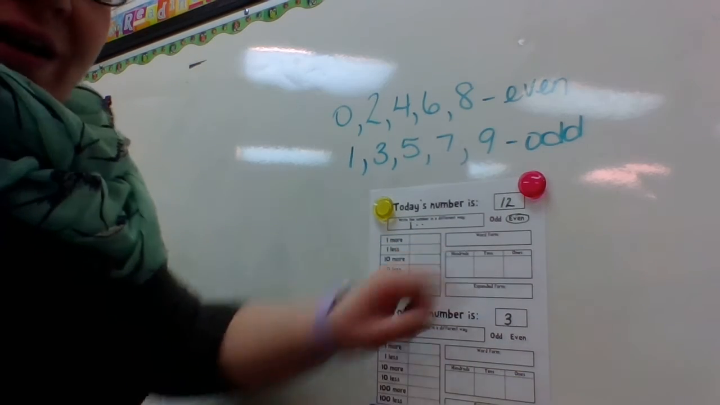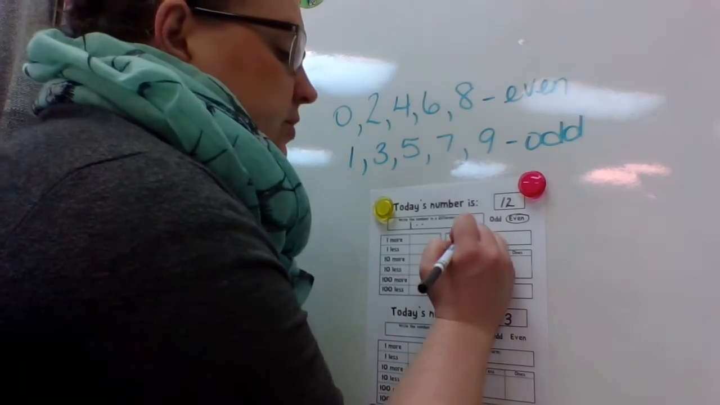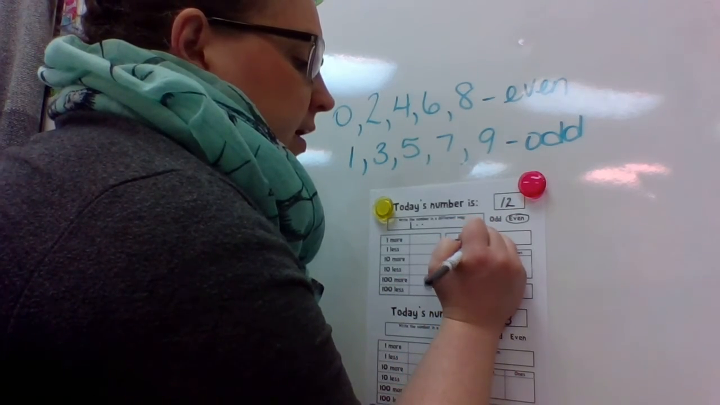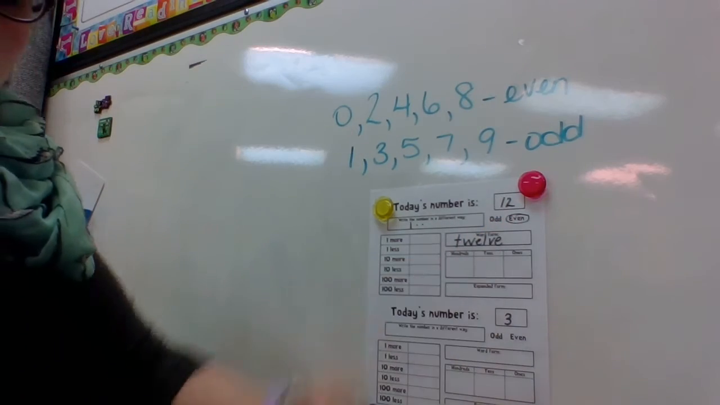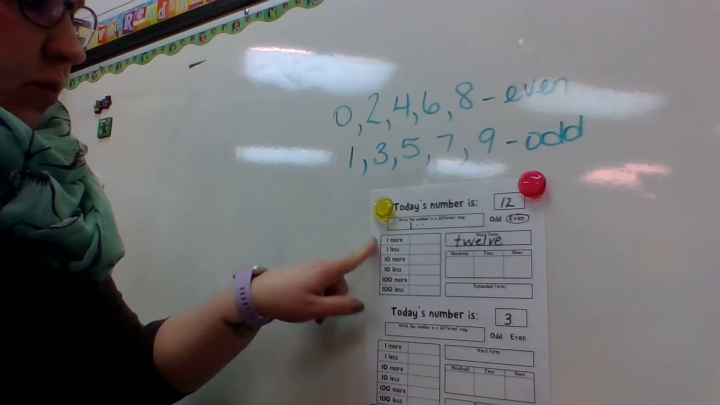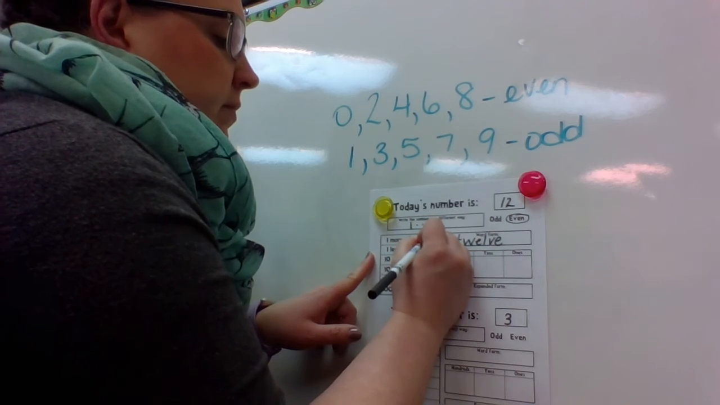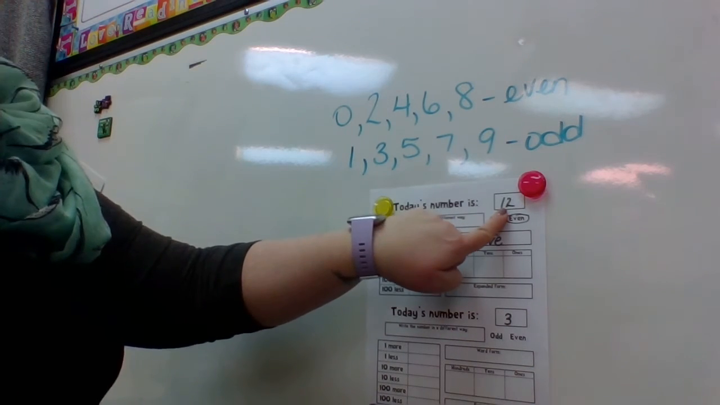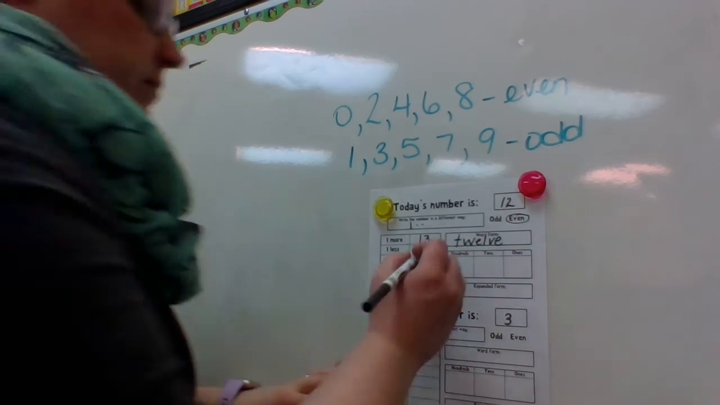Word form. You have to write it out in word form. Bravest spelling. 12. Well, I know it starts with T. 12. There we go. I'm going to write it in word form. Then I am going to look over here. One more. Well, I'm going to count on. One more is 13. Always go back to your original number. 12 take away 1 is 11.